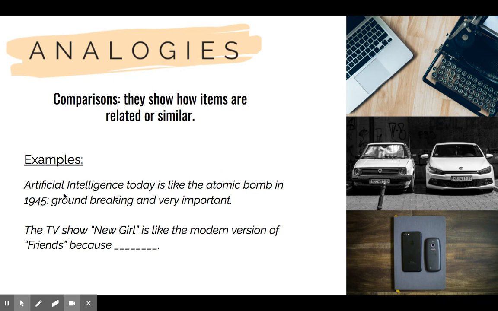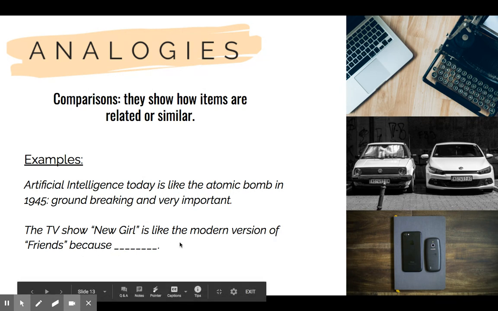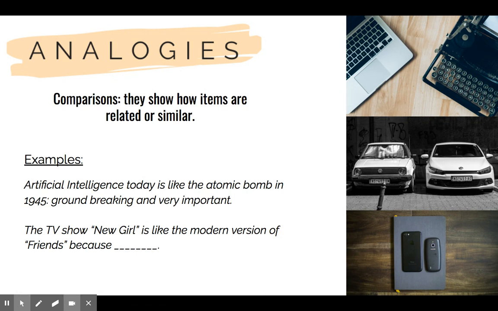So this would be an example. Artificial intelligence today is like the atomic bomb in 1945, groundbreaking and very important. So you're describing two things, and you're saying that they are similar, and you're giving descriptors. The TV show New Girl is like the modern version of Friends because, so you're again describing how they're similar and then providing some elaboration. You're explaining why they are similar. So again, if this one is tricky for you to identify, I would look for a simile or a metaphor using as or like, or are, any version of to be. This would show you an analogy pretty quickly.